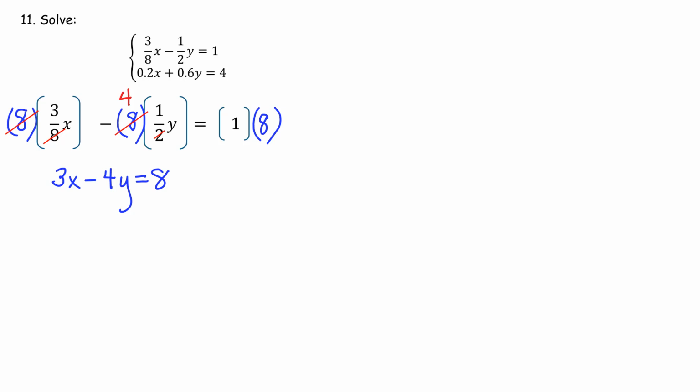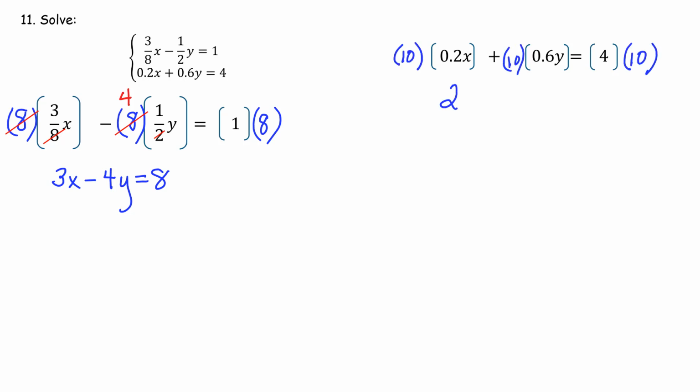Now we're going to look at the second equation, and we have 2/10 x plus 6/10 y equals 4. So we want to multiply that by 10 to cancel out that denominator, or in other words, move the decimal one space to the right. So we have that equation. We're going to multiply everything by 10. So we're going to have 2x plus 6y is equal to 40.